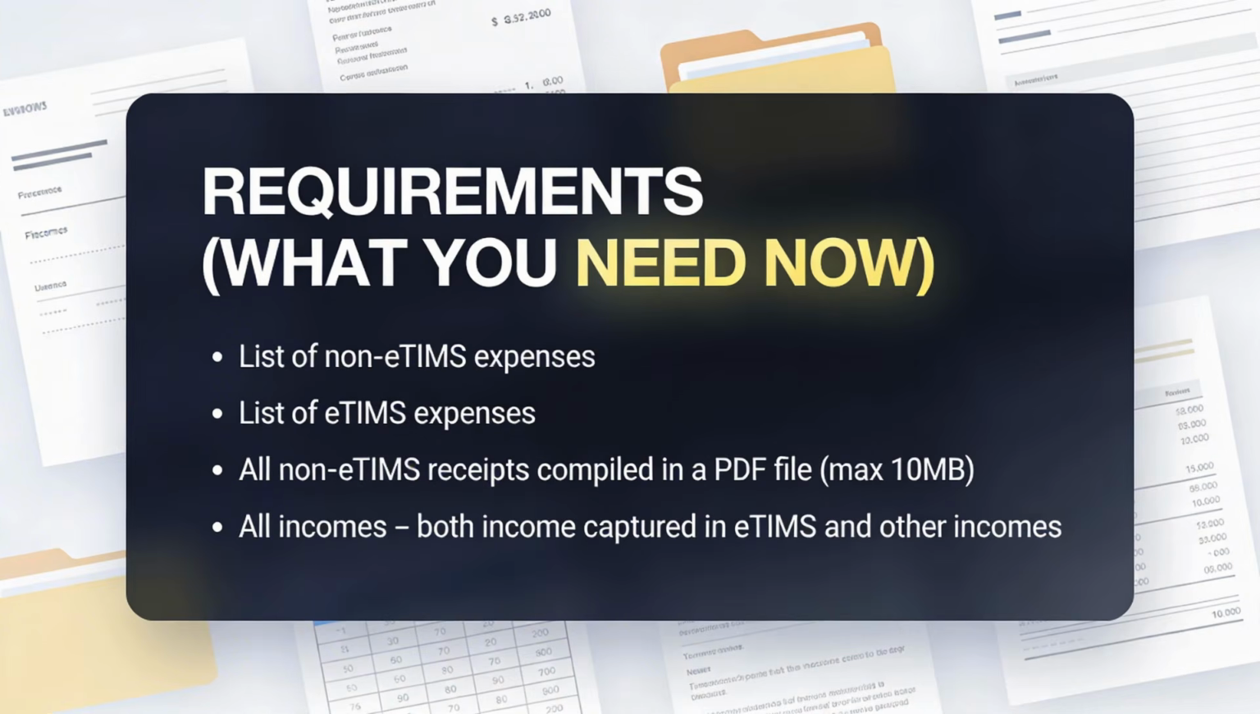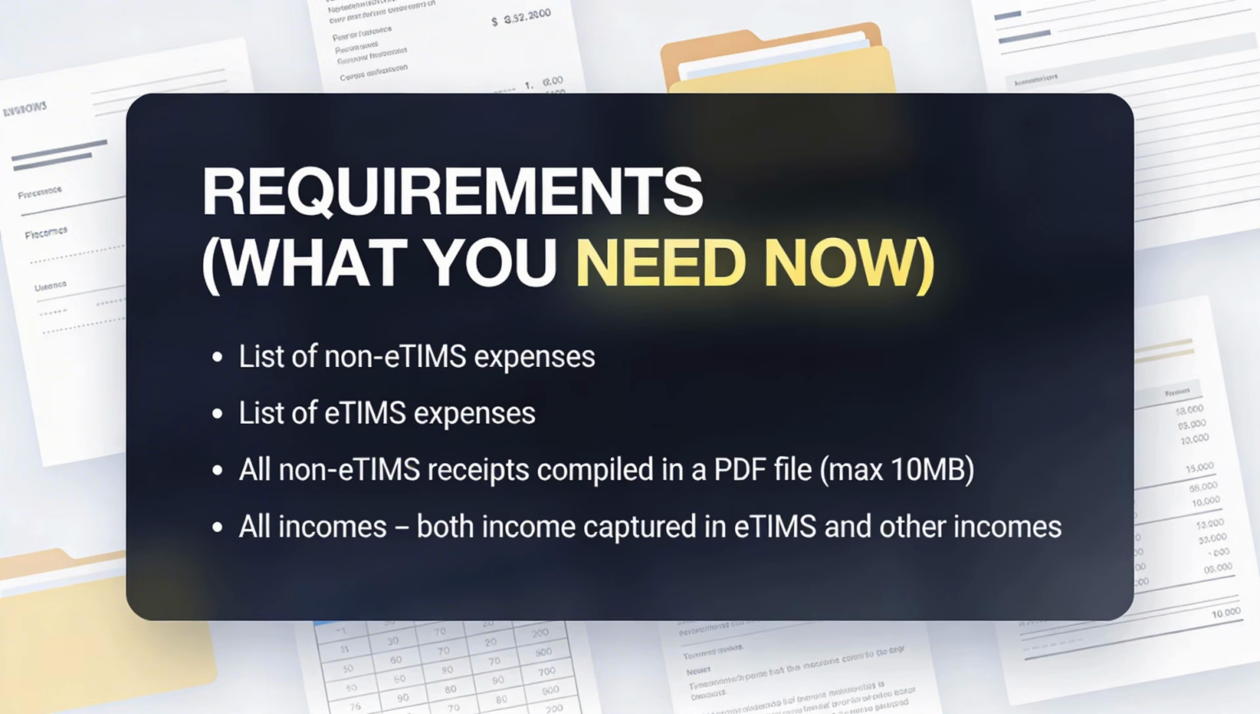Third, you need to compile all your non-eTIMS receipts. Make sure they are properly scanned or saved and combined into one PDF file. The file should not exceed 10 MB. So make sure you compress it so that it can get to that size.